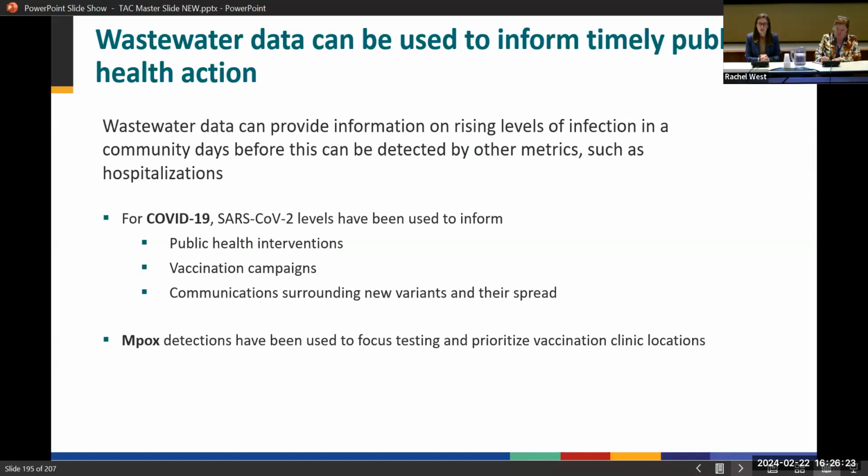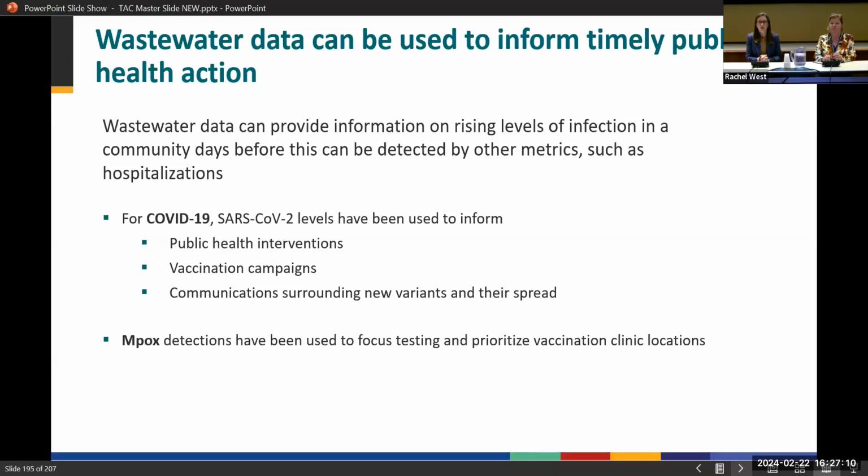All of these opportunities with these limitations have still resulted in a system that allows us to inform timely public health action. And we found throughout the COVID-19 pandemic and other outbreaks that wastewater data can provide information on rising levels of infection in a community days before this can be detected by other metrics, such as hospitalizations. And those days of advance notice for our communities have resulted in COVID-19 public health interventions, vaccination campaigns, better allocation of resources to the communities that most need them, particularly when testing access might be limited or metrics might be changing. In addition, it helps to better inform communications surrounding new variants and their spread.